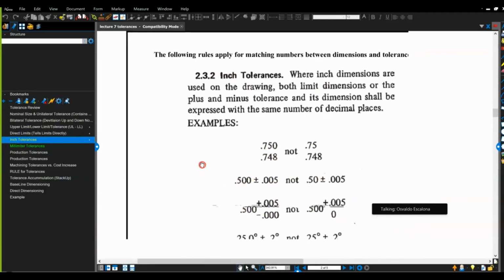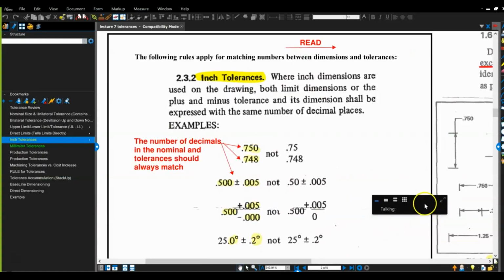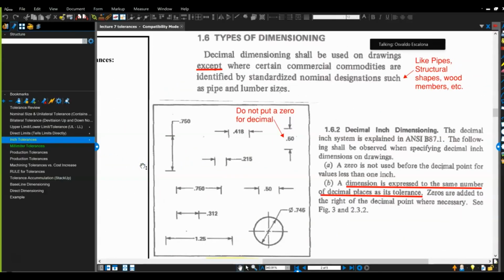Now, in terms of inches and millimeter drawings, this is an extension of what you guys should already know, which was this, right? You guys remember this? I think I covered it somewhere in the lecture. I told you that you're not supposed to have zeros in the front. Yes. A dimension is expressed to the same number of decimal places as its tolerances.